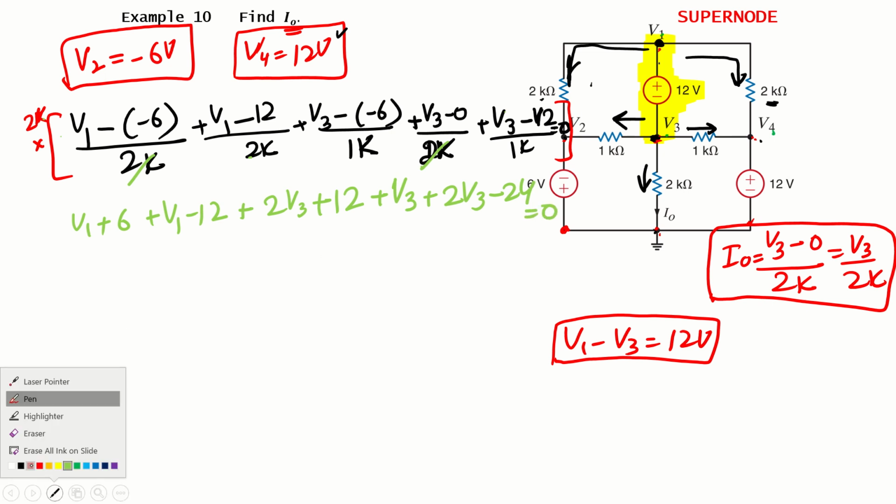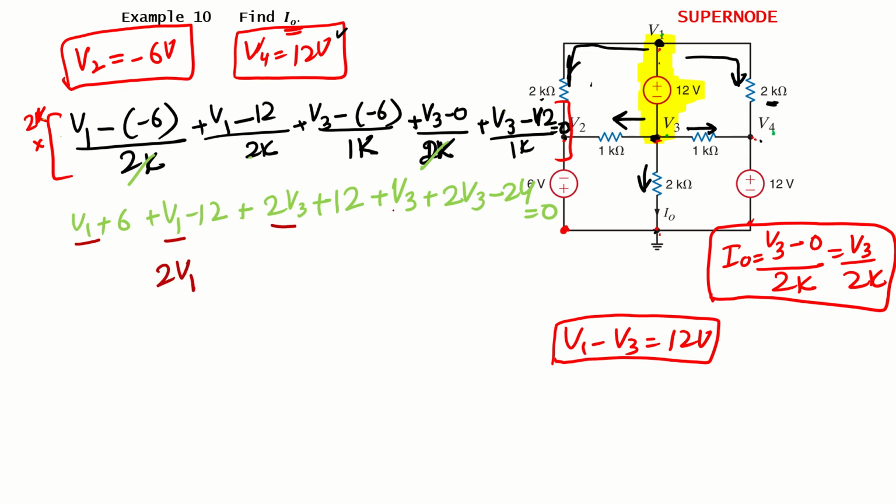Let's just rearrange it. We have V1 here, and V1 here, so that will become 2 times V1. Then I have V3 here, here, and here. So what will I get? 2 plus 3, that gives 5 times V3, right?